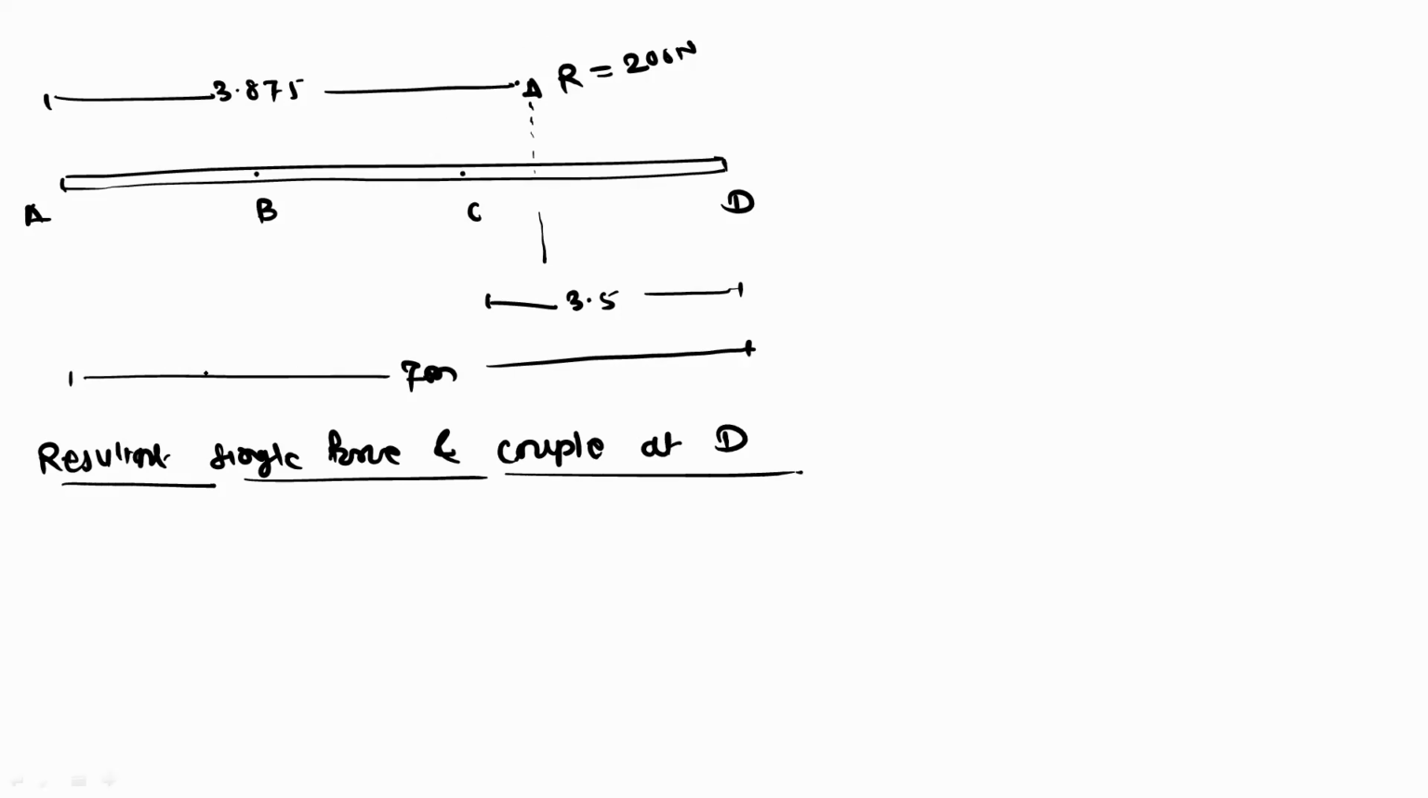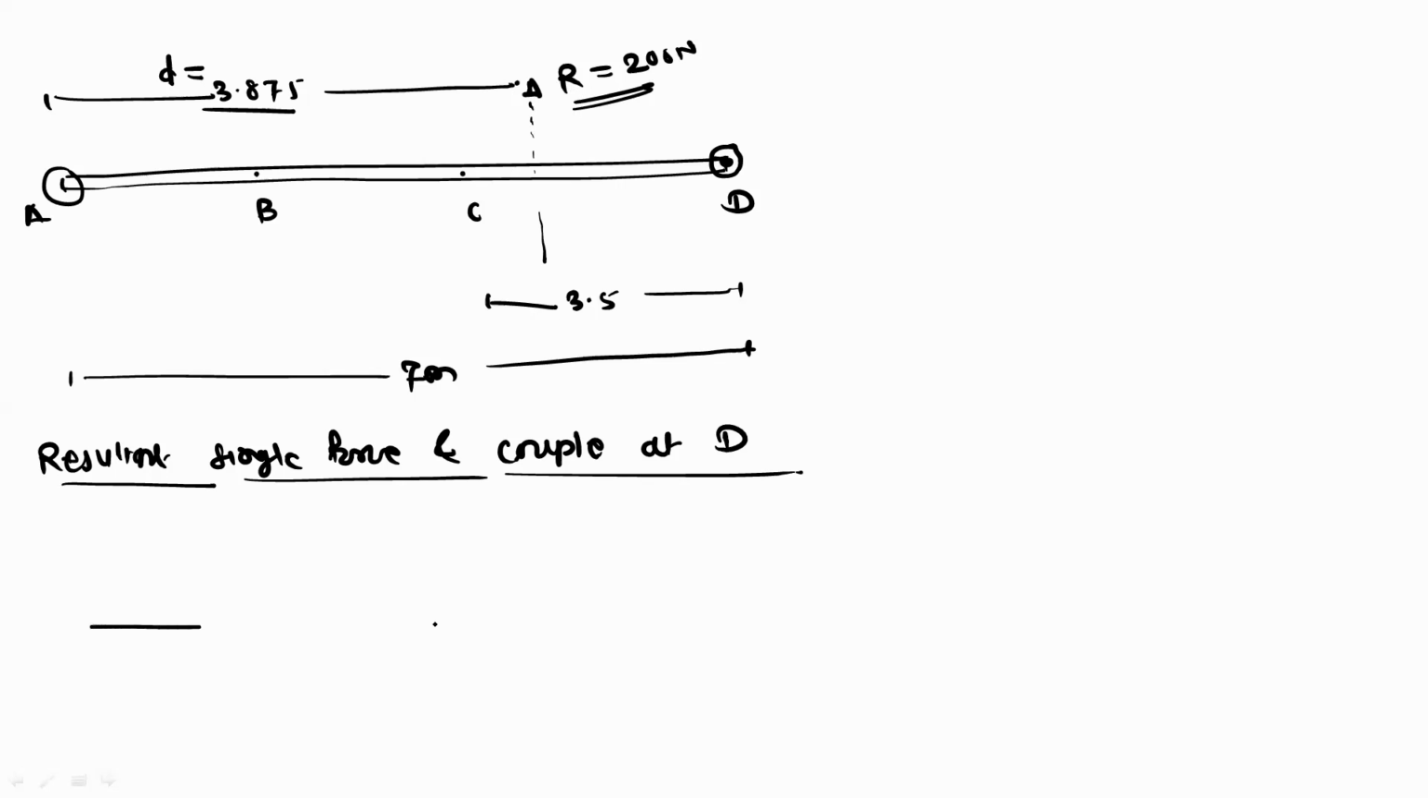So the third question is we have to convert the given system into a resultant single force and couple system at point D. So for that, you refer to the original diagram, that is the resultant diagram, where the resultant is acting in between C and D, and the distance of that resultant with respect to point A is equal to 3.875. Okay. So now we have to shift this resultant to point D, and then we have to find out the moment of this resultant about the point D. That is called the resultant single force and couple system.